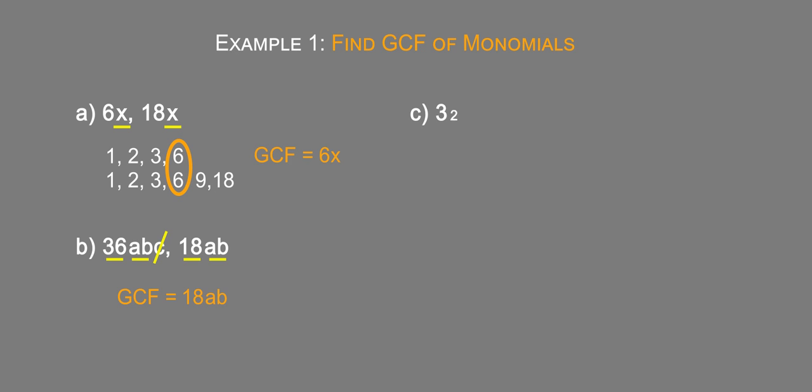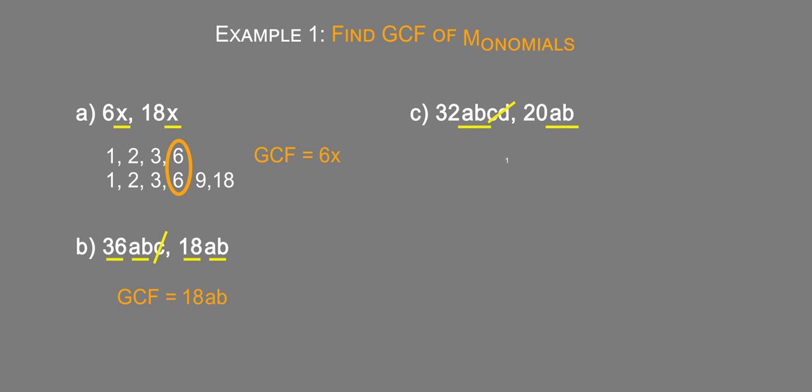Part C, we're given 32ABCD and 20AB. We should recognize right off the bat that they share AB. They do not share CD. And then with 32 and 20, we'll go ahead and write out the factors. That's for 20. And for 32.